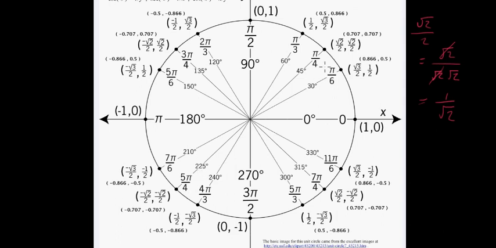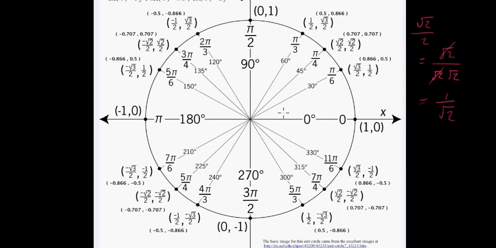225, that's going to be 5 of these 45 degrees, so it's 5 pi over 4. 240 degrees, that's going to be 4 of these 60 degrees, so that's going to be 4 pi over 3, and so on. You've got 5 pi over 3, 7 pi over 4, and you've got 11 pi over 6, and so on. Okay, so that gives you all the angles in degrees and radians and the cos and sine of each.